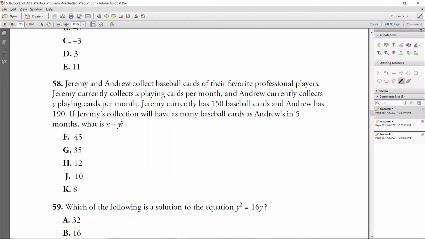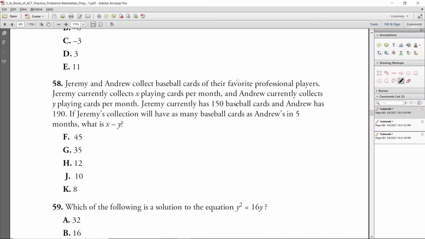They collect these baseball cards. Jeremy collects X playing cards per month, and Andrew collects Y. Jeremy has 150 cards, and Andrew has 190. If Jeremy's collection will have as many baseball cards as Andrew's in 5 months, what is X minus Y?